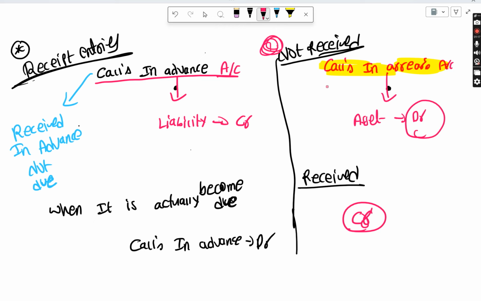When calls in arrears amount is recovered, then we credit calls in arrears account. Yes, very good. When that money is recovered, we don't require that dummy account anymore, right? So we need to cancel the calls in arrears account. Now the same goes for the calls in advance account. When the money is paid in advance, then we will credit it. Now when it is not advance anymore, because you actually have to pay now, then you will debit it. This advance part maybe you'll understand when I give it in the question.